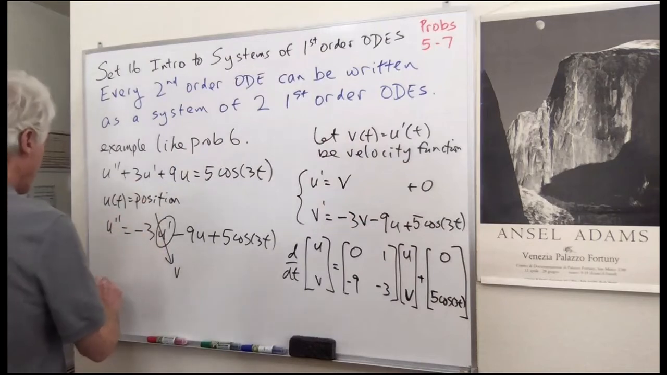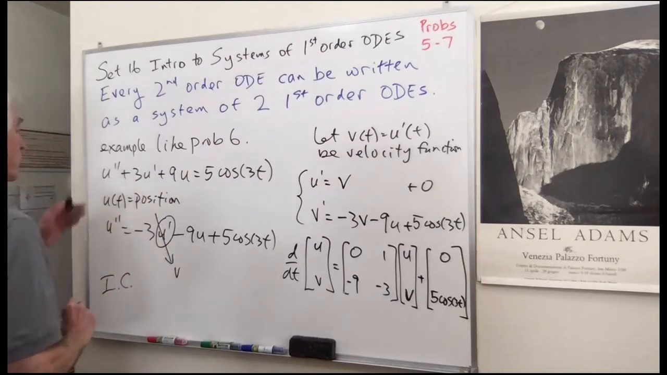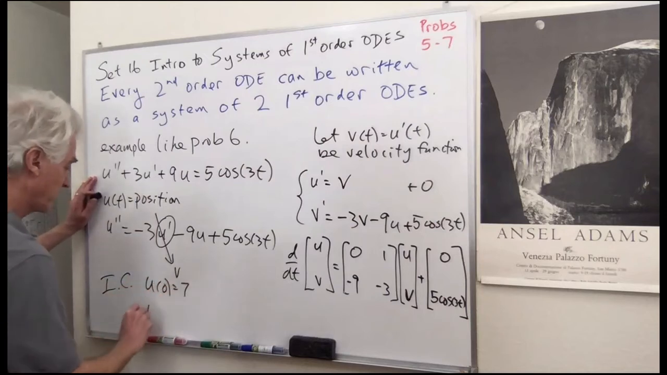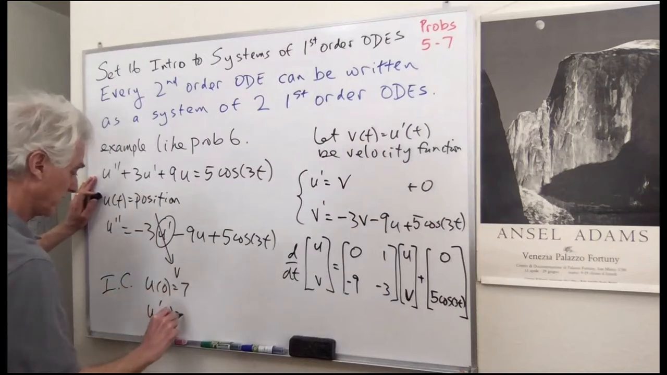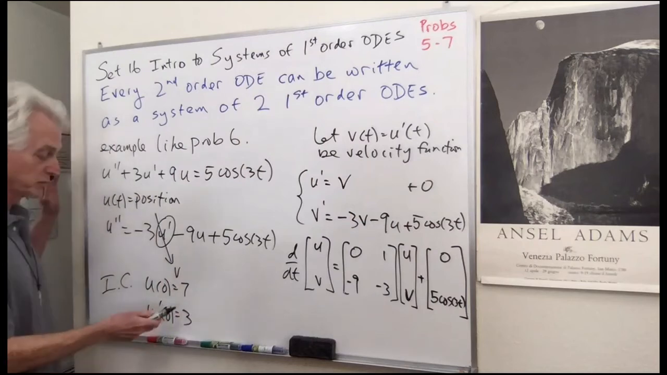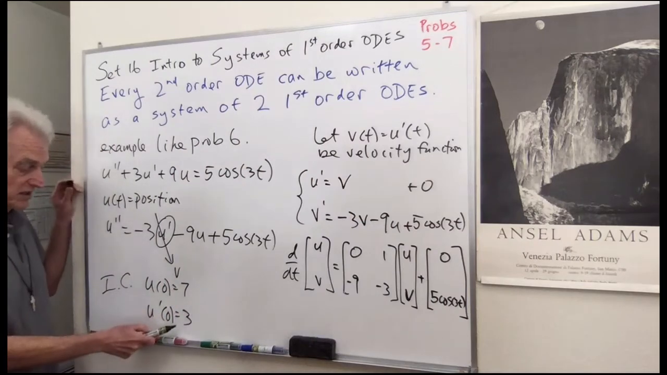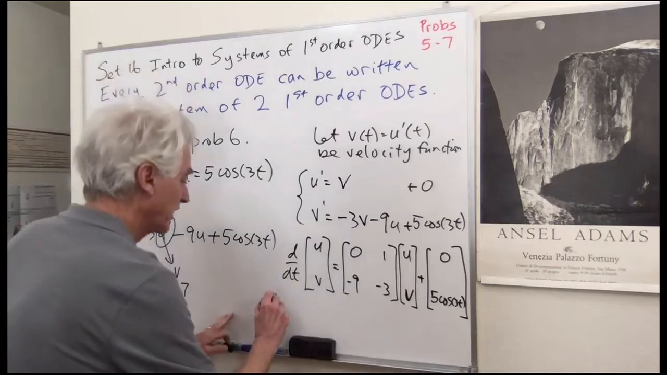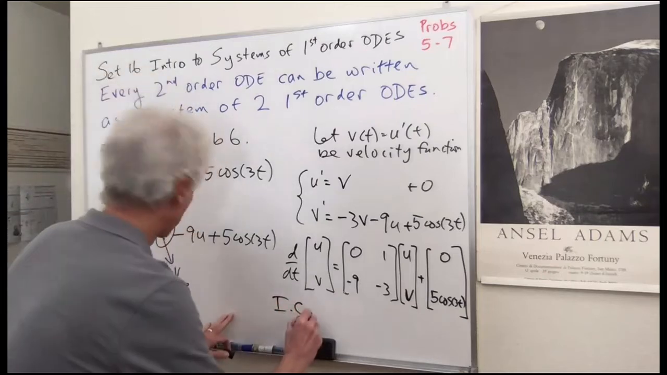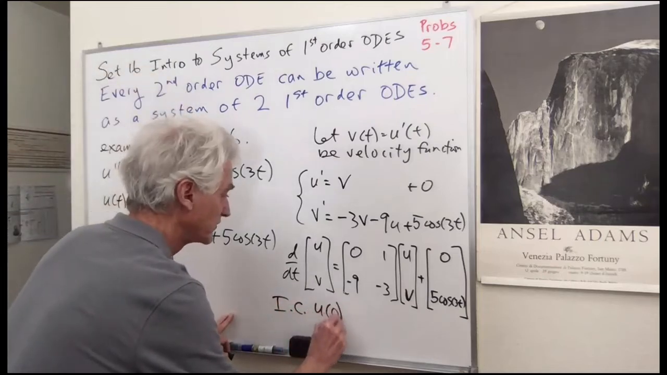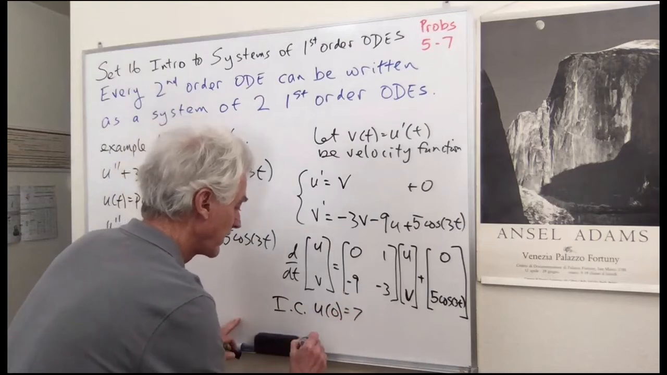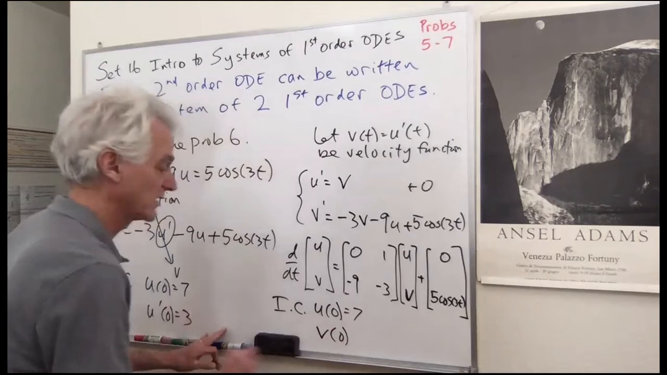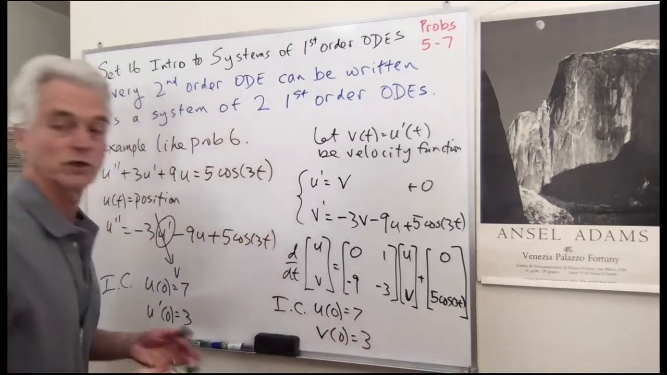And if I had an initial condition, for a second order, the initial condition might be, say, u of 0 is 7, u prime of 0 is 3. That means the initial position is 7, initial velocity is 3. That gives me the initial conditions over here: it would be still u of 0 is 7, and instead of u prime of 0, it's just v of 0. The initial velocity is 3.